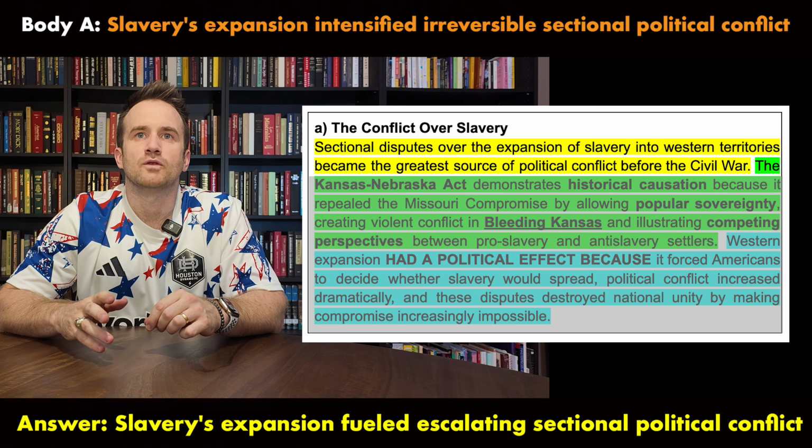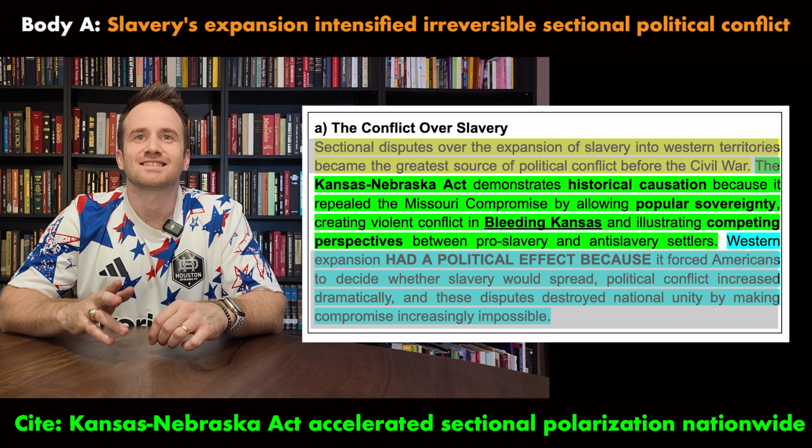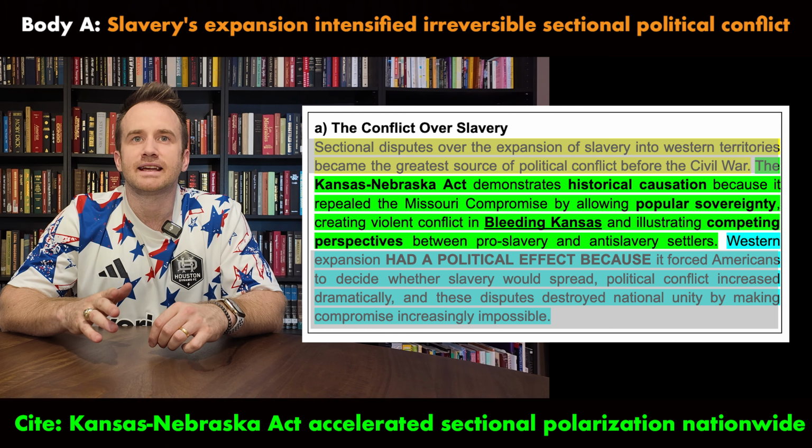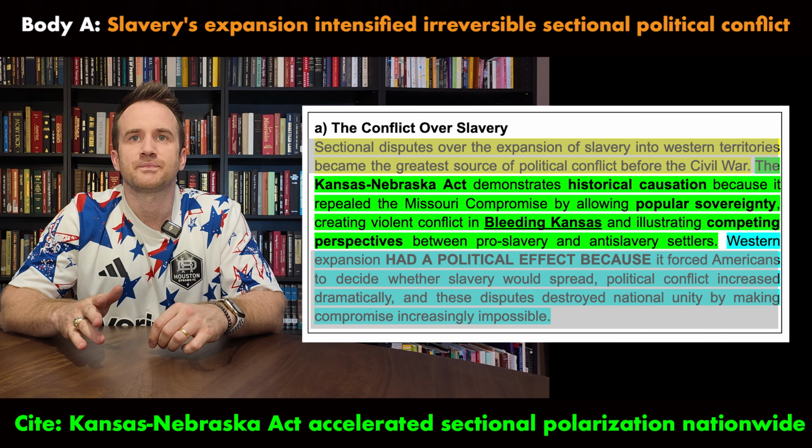Sectional disputes over the expansion of slavery into Western territories became the greatest source of political conflict before the Civil War. The Kansas-Nebraska Act demonstrates historical causation because it repealed the Missouri Compromise by allowing popular sovereignty, creating violent conflict in Bleeding Kansas and illustrating competing perspectives between pro-slavery and anti-slavery settlers.